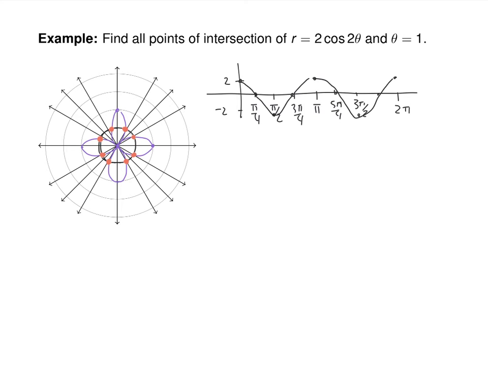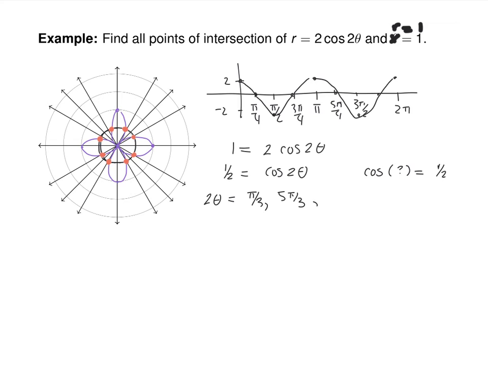So let's set, and that shouldn't have said theta equals 1, it should have said r equals 1. So let's solve 1 equals 2 cosine of 2 theta. That's a half equals cosine of 2 theta. And ask yourself, when does cosine of something equal 1/2? Well, that will happen if that something were equal to pi thirds or 5 pi thirds.